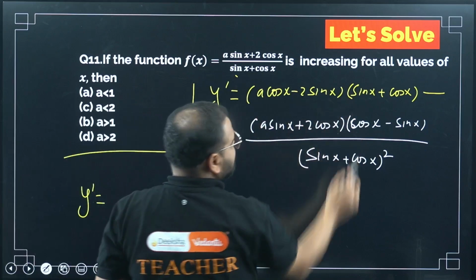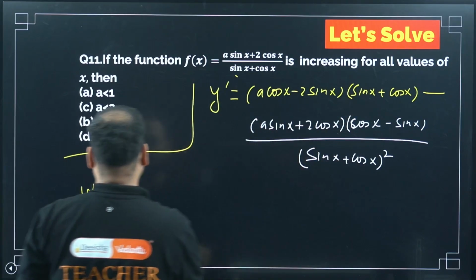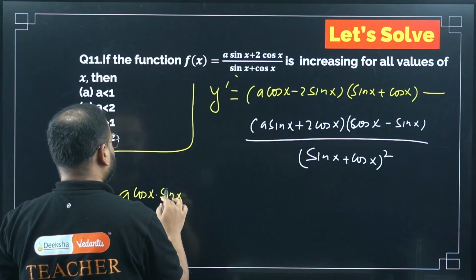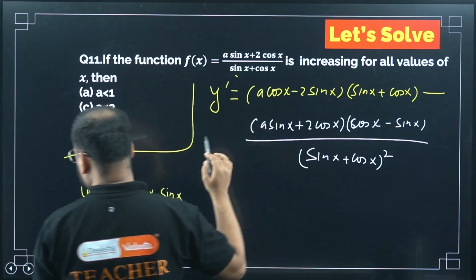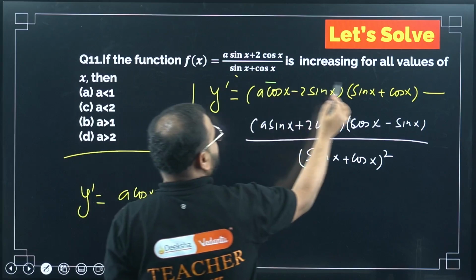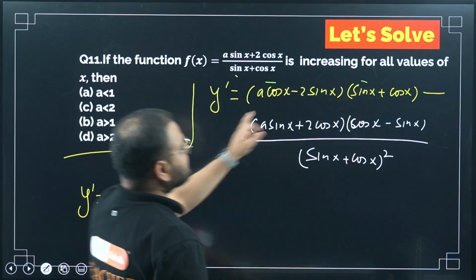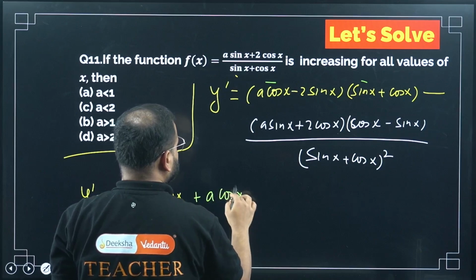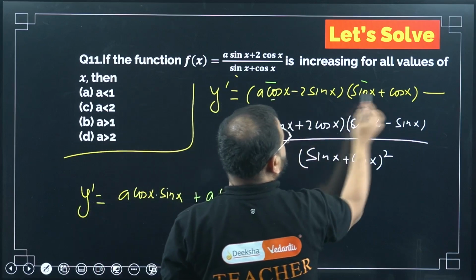A cos x with sin x. A cos x sin x means simply a cos x sin x. Okay, so this over here and this over here is covered. Now a cos x with cos x, what am I going to get? A cos square x. So this with this also is covered.